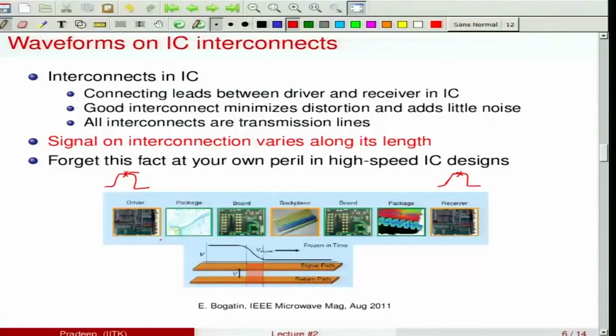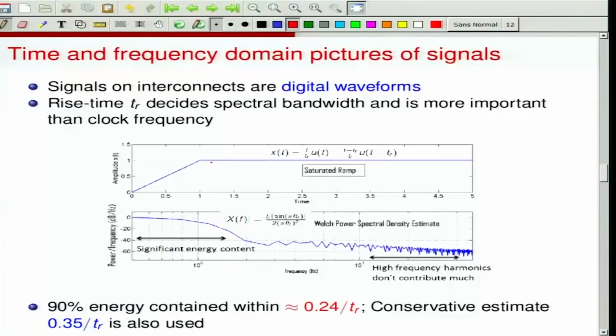It actually propagates in the form of a wave, and therefore you need to consider all of these interconnects as transmission lines, right. You cannot ignore this transmission line behavior, but maybe there is another way of looking at how these signals propagate on a transmission line, and then see whether we need to invoke transmission line theory or not. To see that, let us look at how the time and frequency domain pictures of signals look.